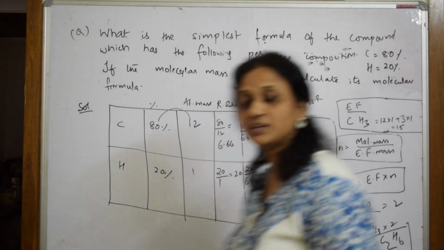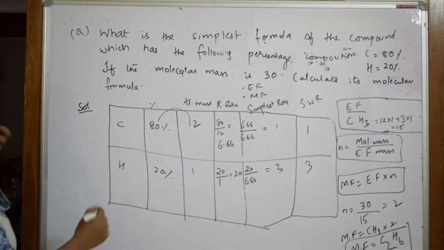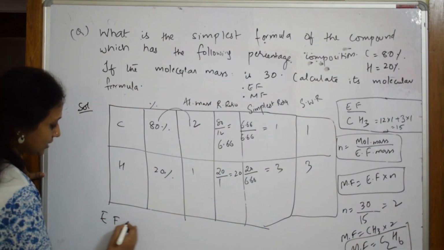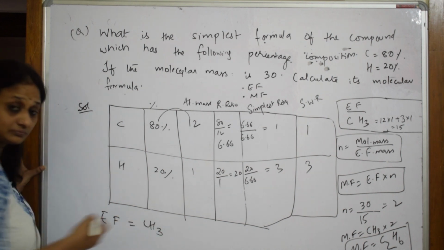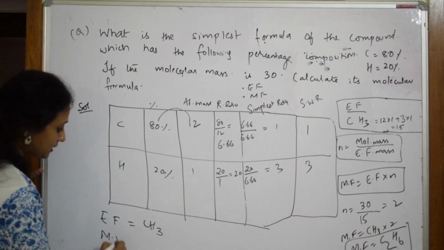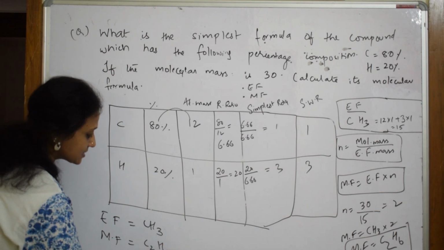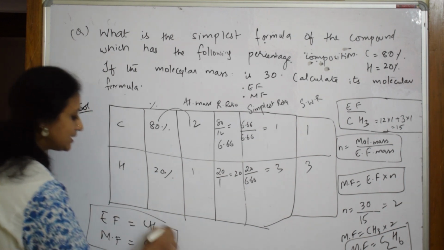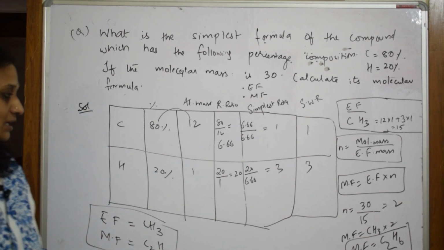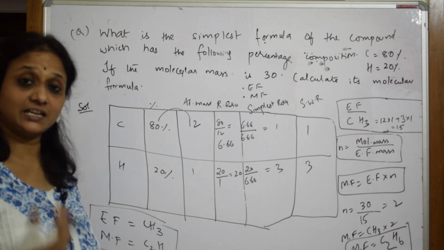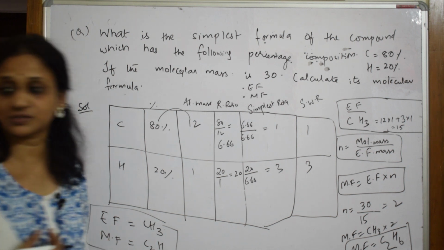So finally, what did we get? We have got two things. First thing is the empirical formula. I got it as CH3. Molecular formula, I have got it as C2H6. So you're going to write in this way, and this is the maximum they will ask you. Let us see any other type of numerical which are related to this.